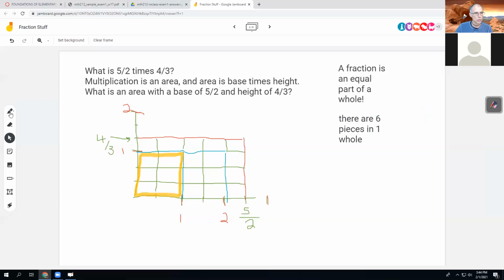So there's one of the wholes there. Let's draw in the other whole and count up some more. So let's see, if I go from here, 1, 2, 3, 4, 5, 6. So here's another whole right there.